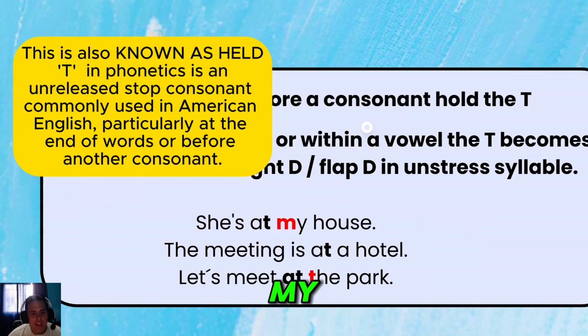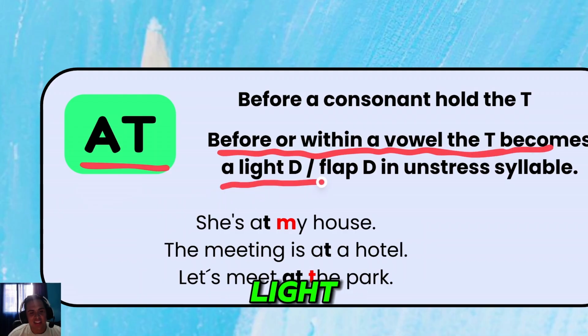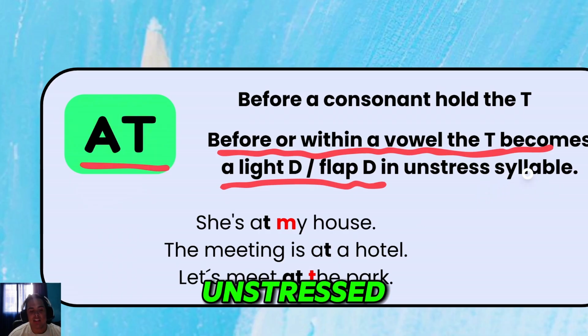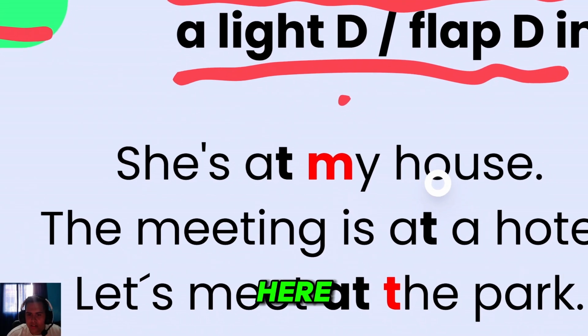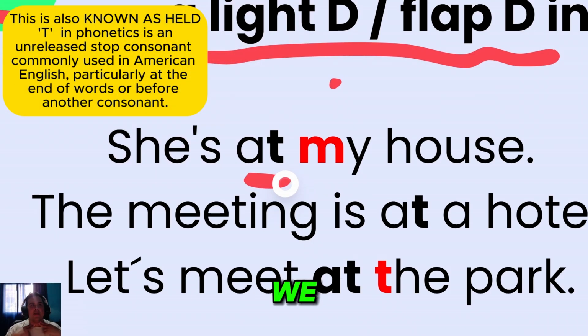She's at my house. Before or within a vowel, the T becomes a light D or flap D in an unstressed syllable. For example, in the first one here, we see the T, we can hold the T, which means we maintain the T. She's at my house.